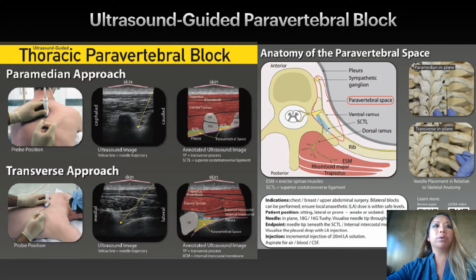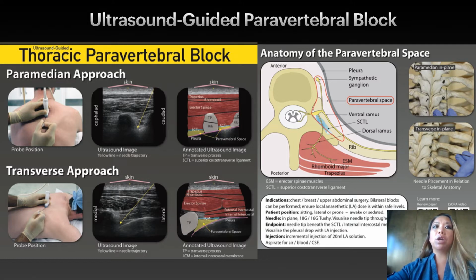With the transverse approach, your probe will be oriented perpendicular to the vertebral column. And you want to have it medial enough to visualize the transverse process in the bottom corner of the screen. And the hyperechoic line or arc that can be seen emanating from that is the pleura, and this elongated view gives you a better visualization of the trajectory of the needle coming in.